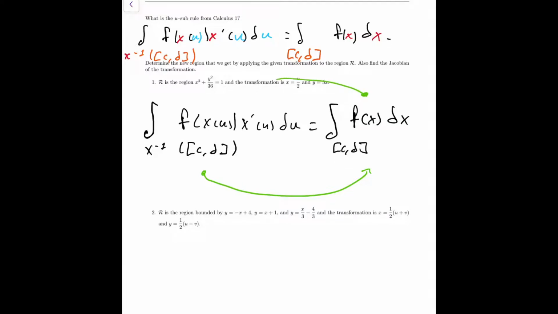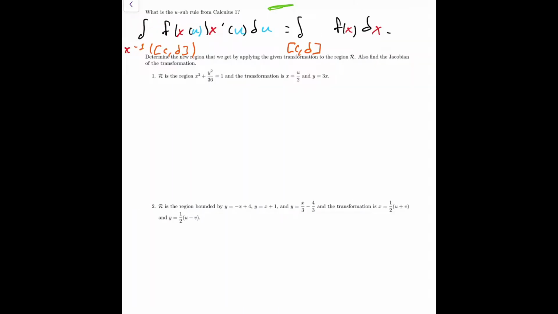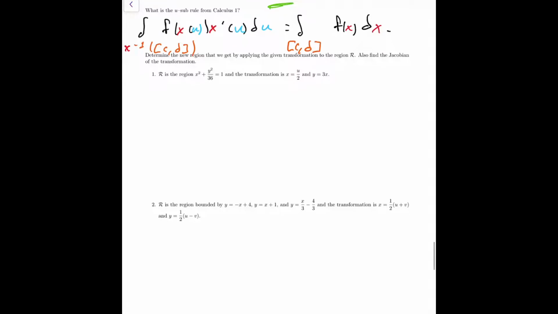In Calc 3, it goes the other way. We'll start with a 2-dimensional version of the integral on the right and end up with an integral on the left. As a matter of fact, you've seen something similar to this in Calc 1. For example, when you do trigonometric substitution, you begin with the integral on the right and you end with the integral on the left. In this video, we're not going to see the 2-dimensional version of u substitution. We have to get some groundwork done first.